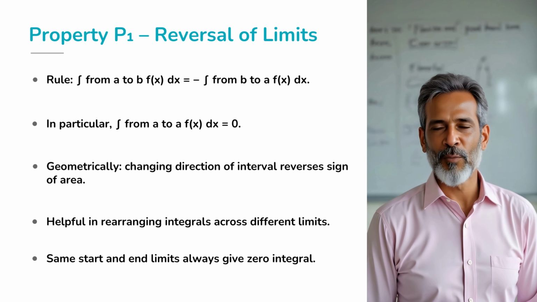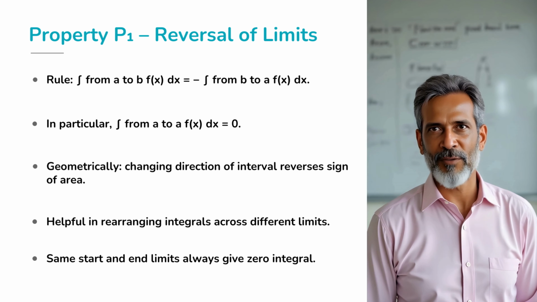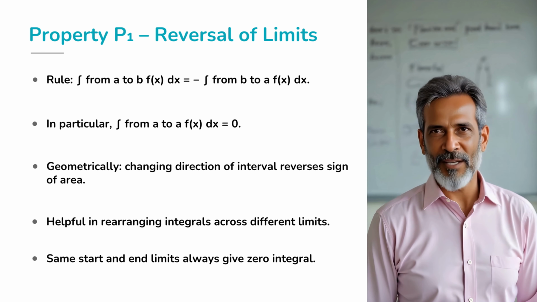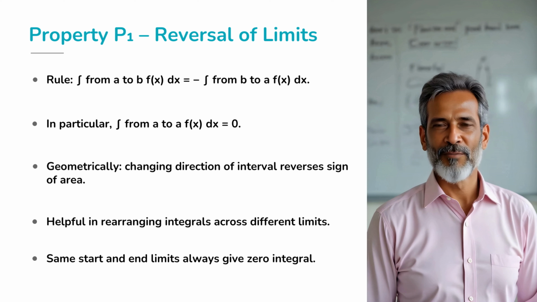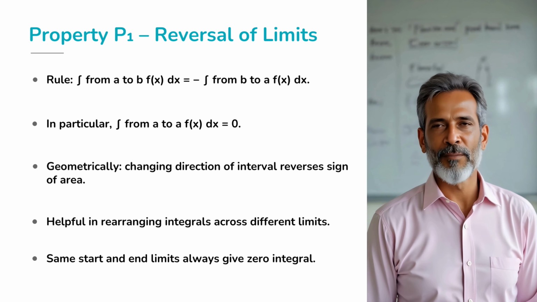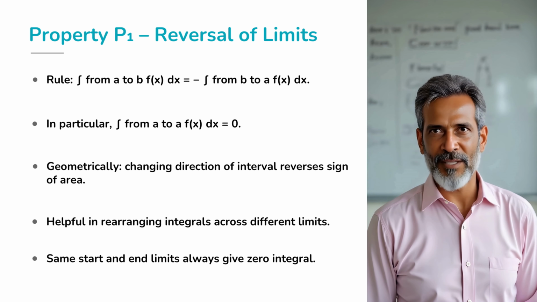Next, property P1. It states that the integral from a to b of f of x dx equals the negative of the integral from b to a of f of x dx. So if you flip the order of limits, the sign changes. And a very important corollary: the integral from a to a of f of x dx equals 0 because the limits are the same. Geometrically, if you measure the area in the opposite direction, you get the negative of the same value.